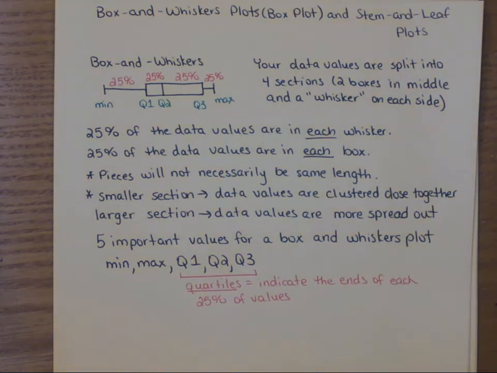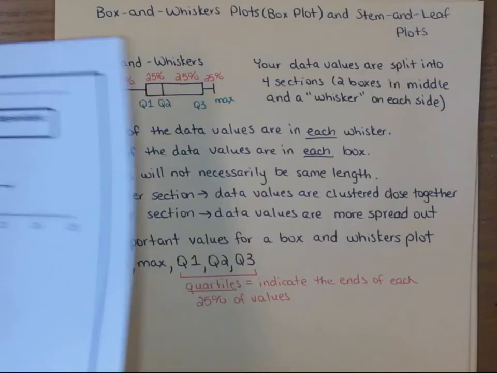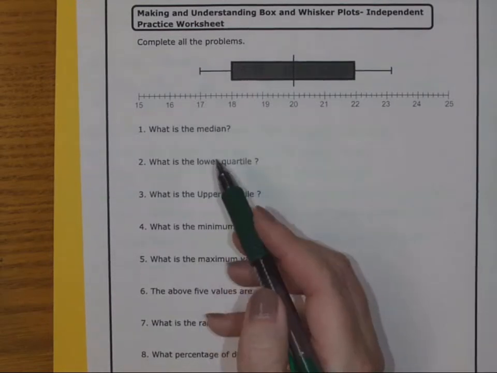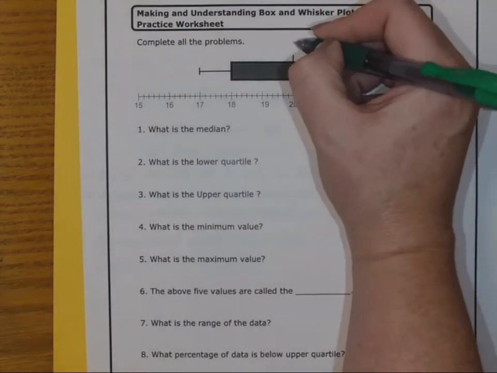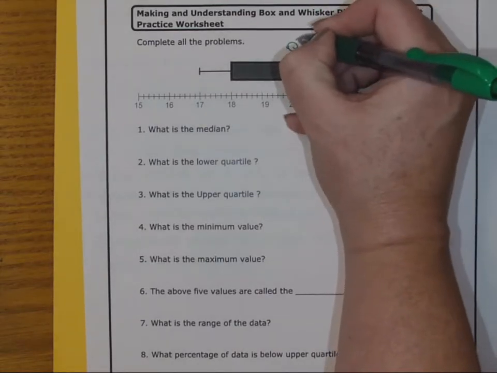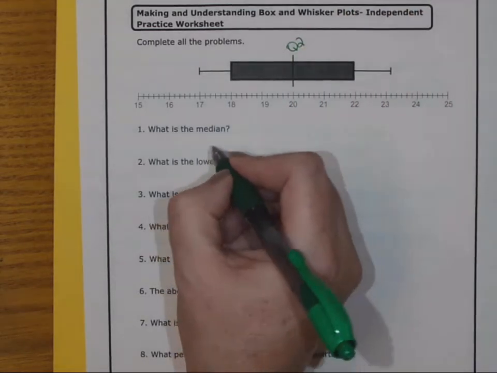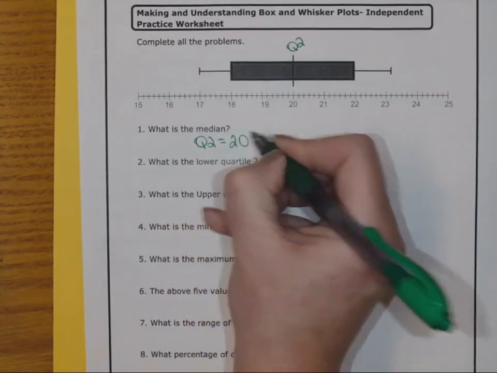Okay, so the next one that I want to look at, I want you to pull out this worksheet. So we're going to see if we can answer some questions. You're not going to be turning this one in, you're just going to be working with me. Okay, so what is the median? Remember what I said, remember mean, median, and mode, the median is the middle, right? So Q2 is the middle, okay? So they're asking what Q2 is, right? And if you look at the number line, it looks like Q2 is right about at 20.